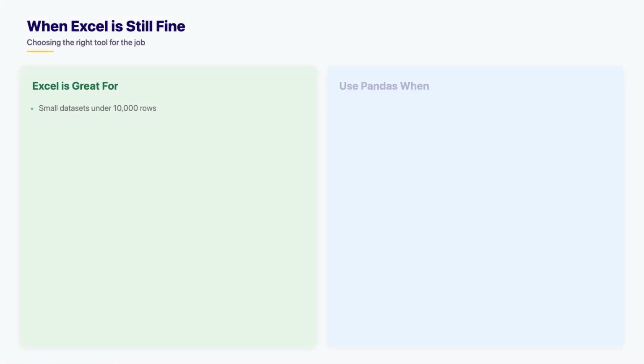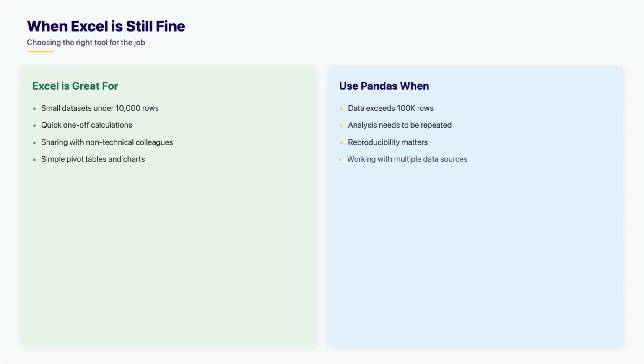Now, let us be honest, Excel is still a great tool, and there are situations where it is the right choice. For small datasets under 10,000 rows, Excel works perfectly well. For quick one-off calculations where you just need a fast answer, Excel is convenient. When you need to share results with non-technical colleagues who need to view and edit the data themselves, Excel is the natural choice. And for simple pivot tables and charts that you need to create quickly, Excel does the job.